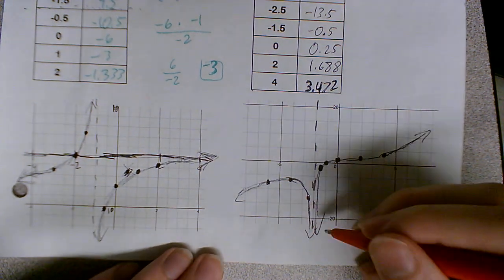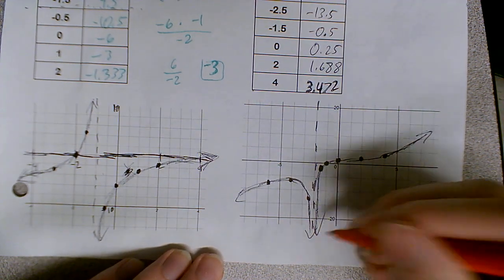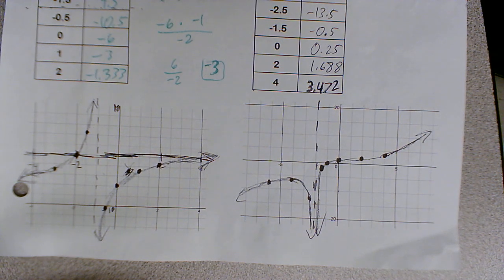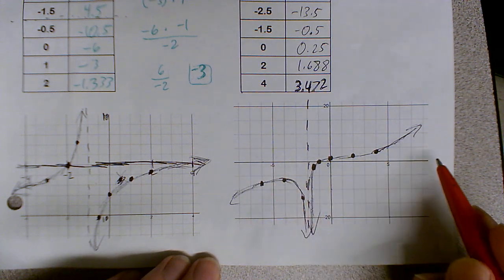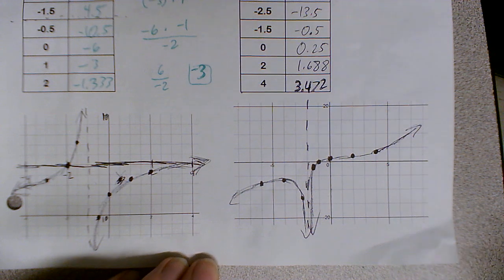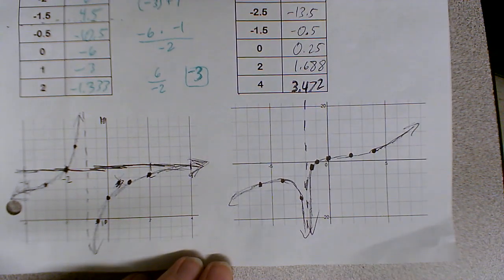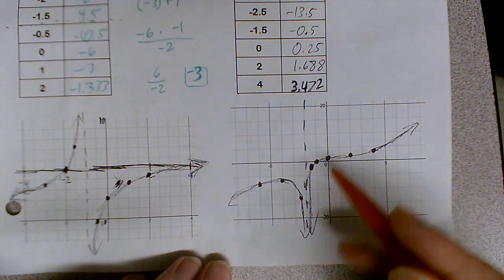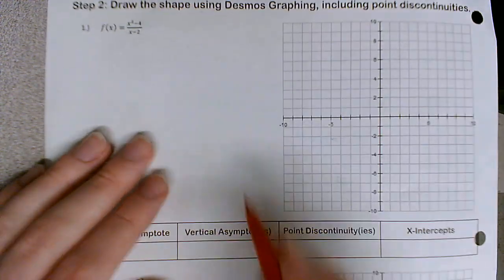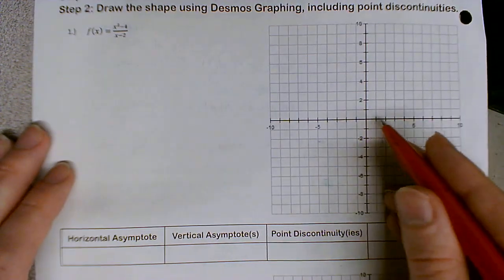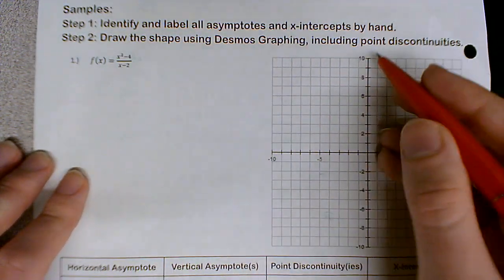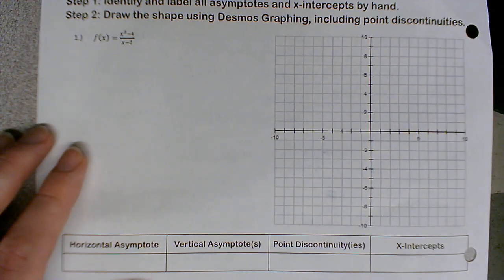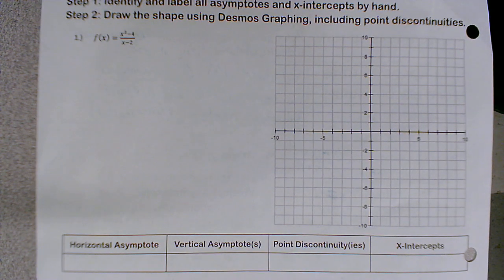So, because of this, you can tell that some irrational functions just are not able to be drawn just by looking at the points. Because of this, what I'm going to have you do on the back is plot the x-intercepts and the asymptotes, and then you're going to use Desmos graphing to do the rest. So on the back here, you're going to figure out the following information, and then you're going to plot the x-intercepts and the asymptotes by hand, and then you draw the shape using Desmos graphing and include the point discontinuities afterwards. Alright, that is all.